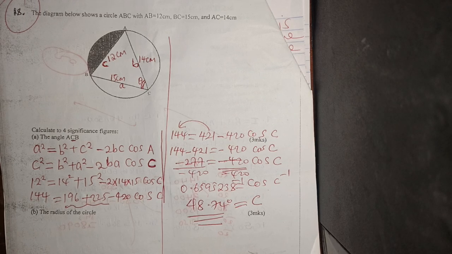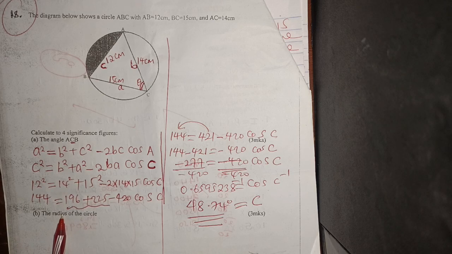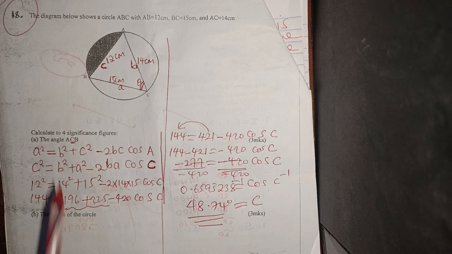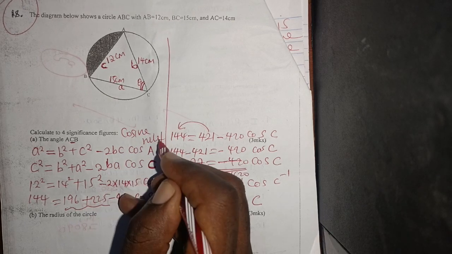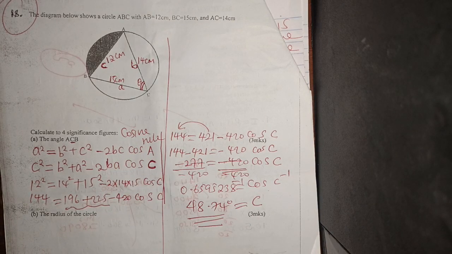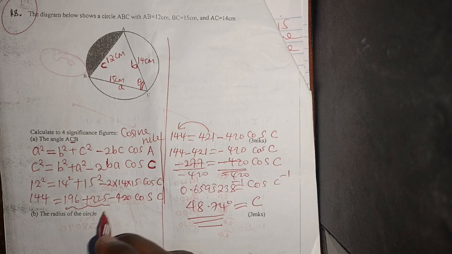And if you just come to this other part, that is part B of that same question, the question says the radius of the circle. So you're supposed to calculate to four significant figures the radius of the circle. For you to get the radius of a circle, if a triangle has been inscribed inside that circle, the sine rule will work for us. To get an unknown angle in a particular triangle, you have to use what you call the cosine rule. And for an answer that involves a triangle inscribed inside a circle, you're going to use the sine rule.